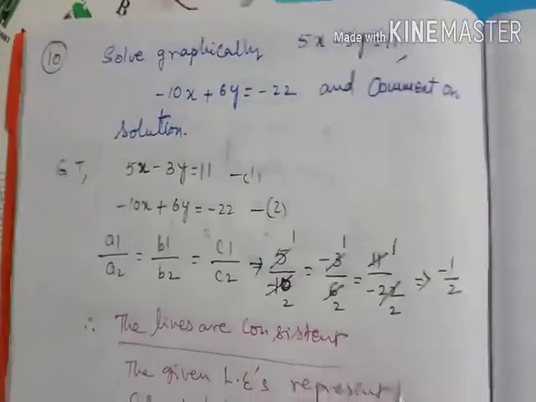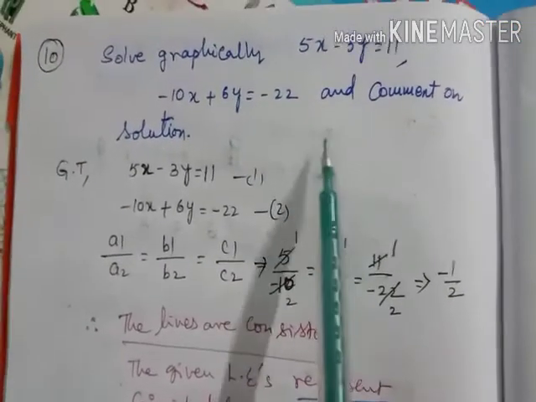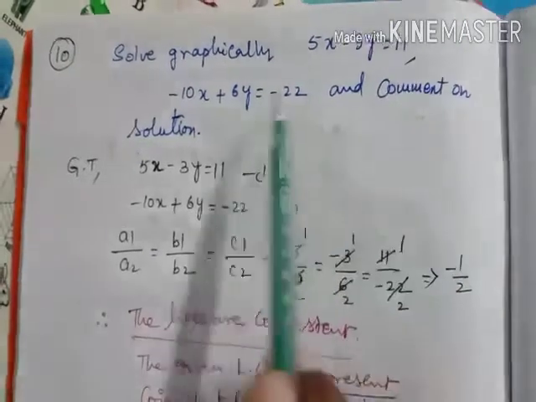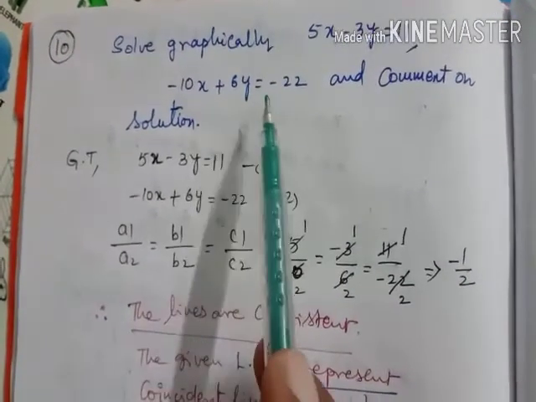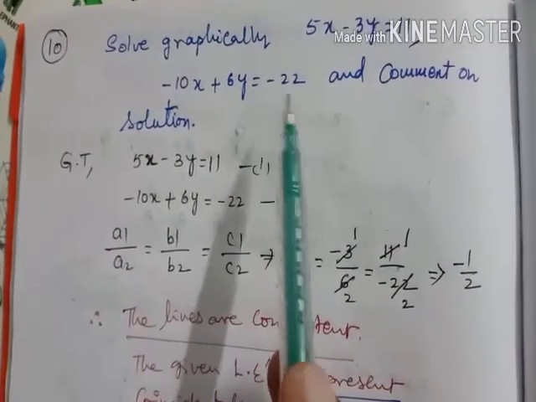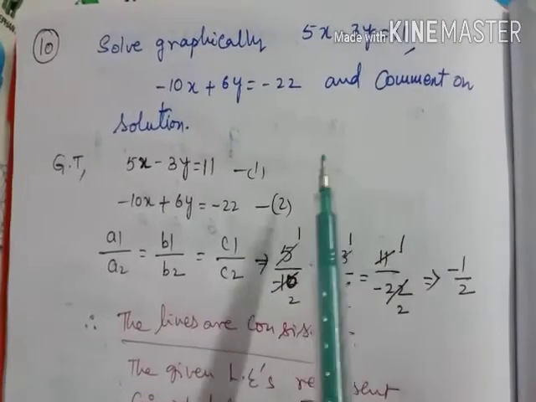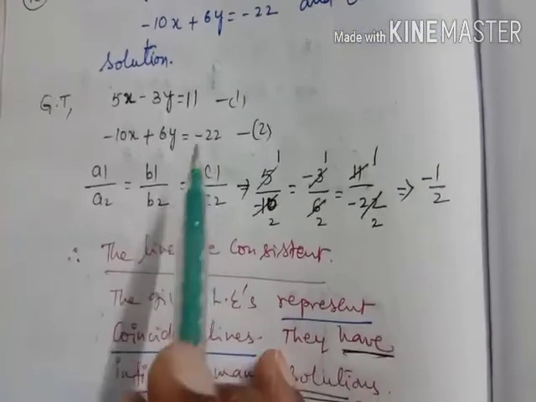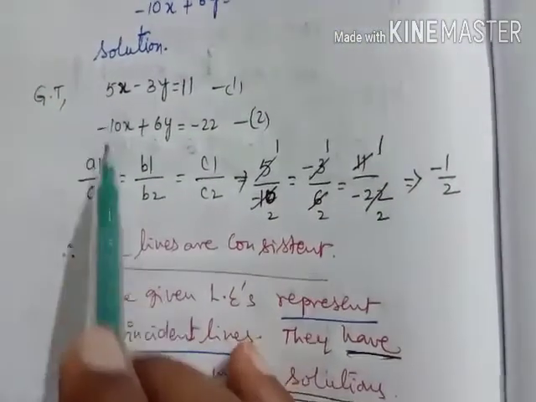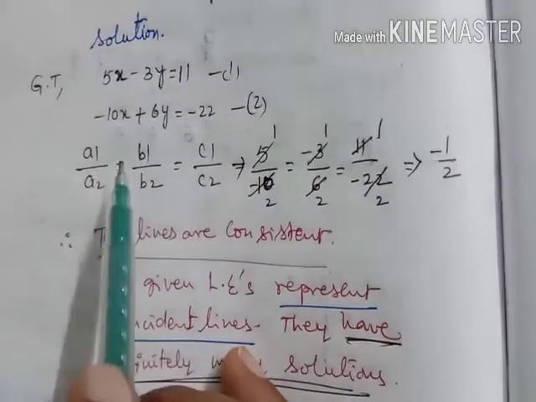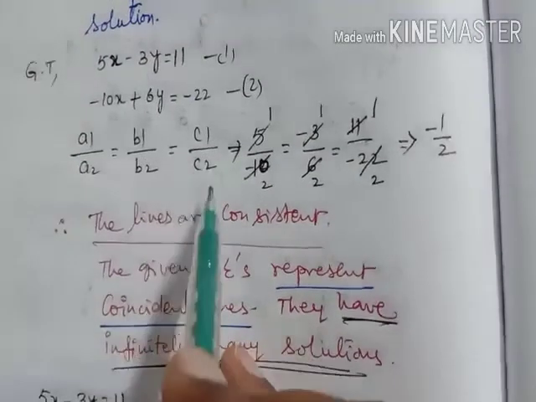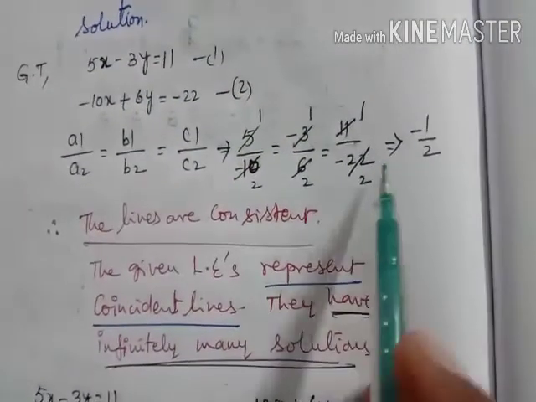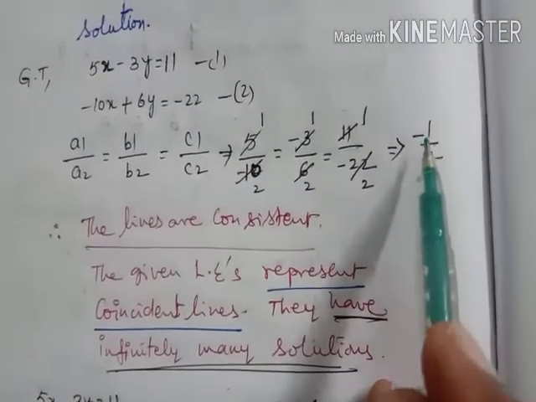In the last one of this session, x minus 3y is equal to 11, minus 10x plus 6y is equal to minus 22. Comment on the solution. So, take equations 1 and 2. I am comparing the ratios a1 by a2, b1 by b2, c1 by c2. So all are equal. We are getting minus 1 by 2.